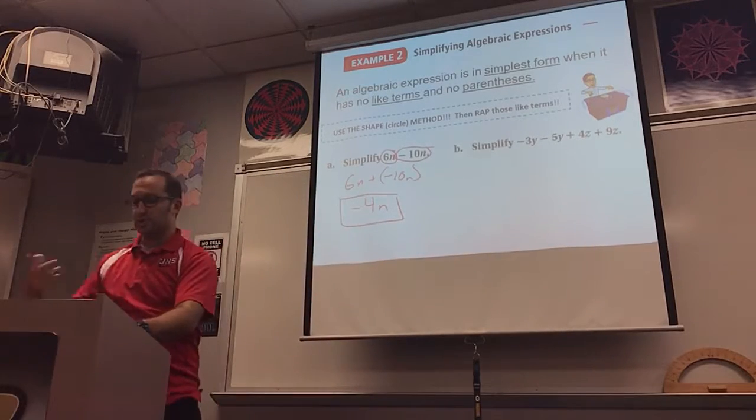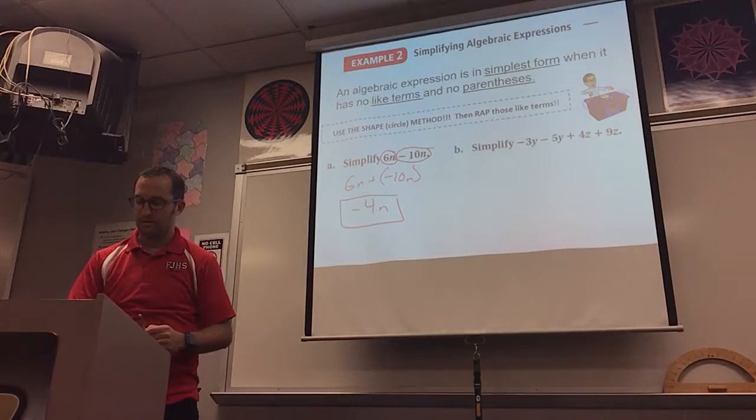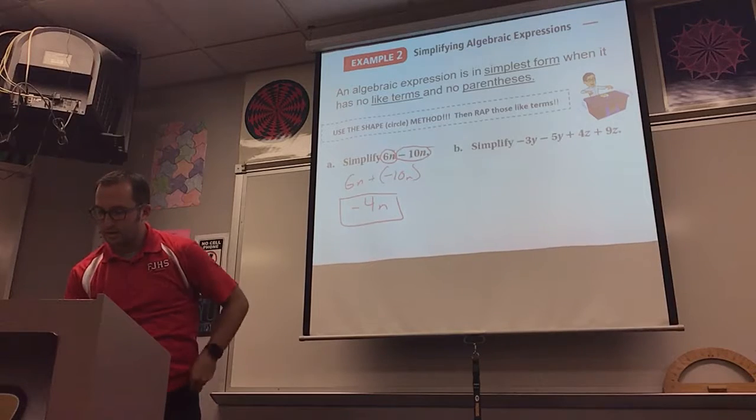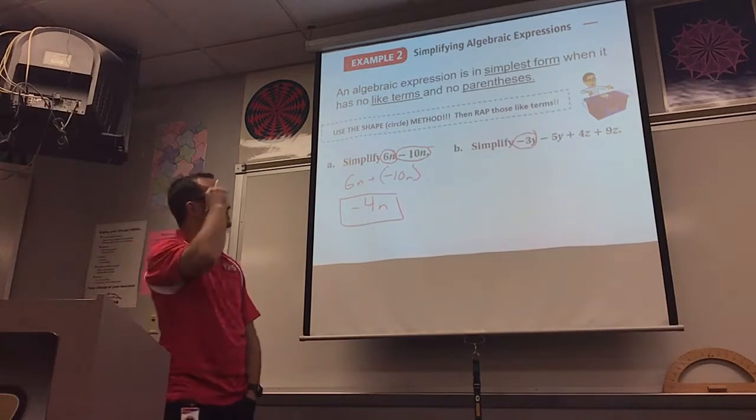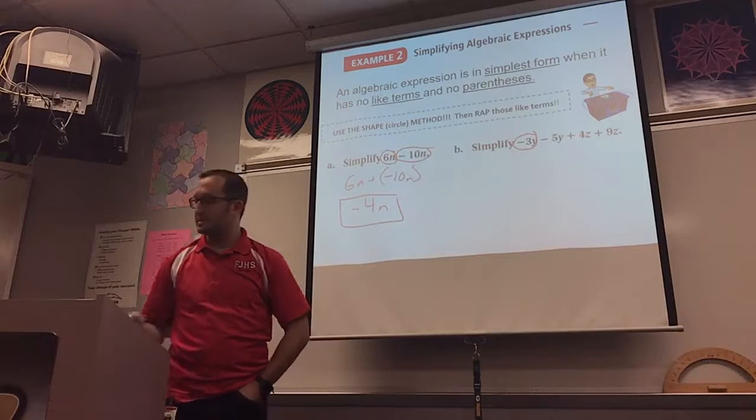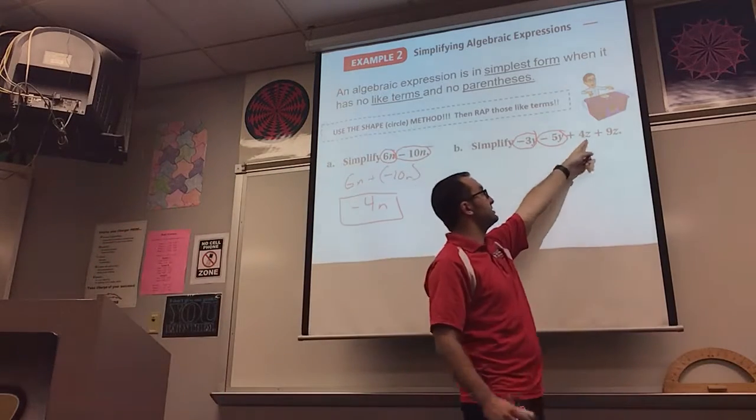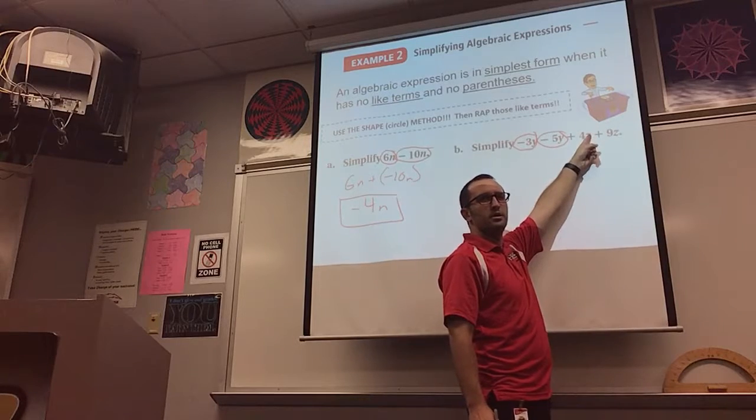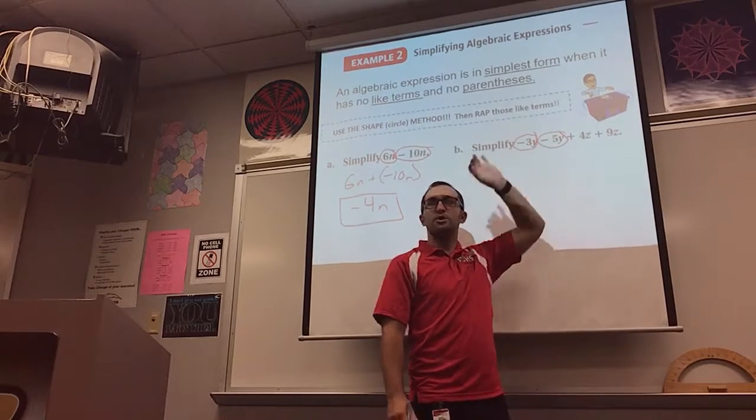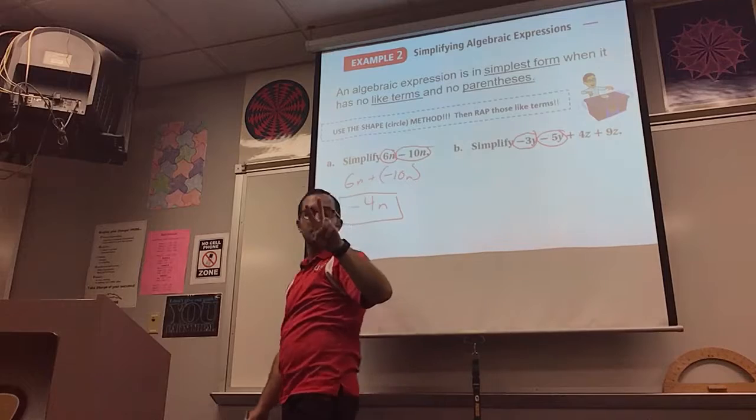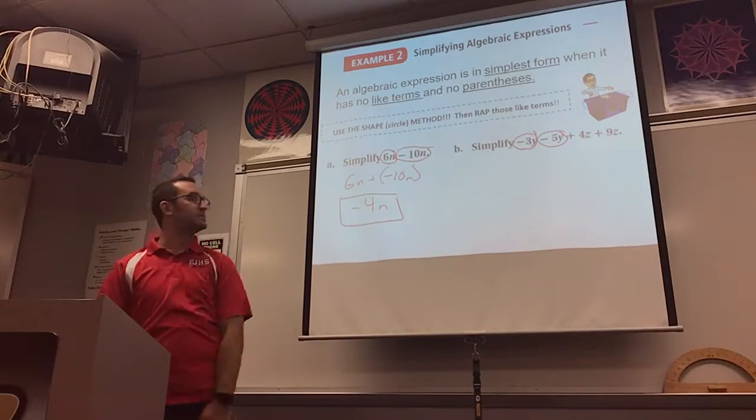Same process. Use the circle method first, or the shape method. We have to use the shape method on this one. So do I have any other y terms? Terms that have a y in it? Yes. Now, what if there was a y attached to the z? What if it's 4zy? Would that be a like term with this one? No, because they would have a different set of variables. They have to have the exact same variables raised to the same exponent.